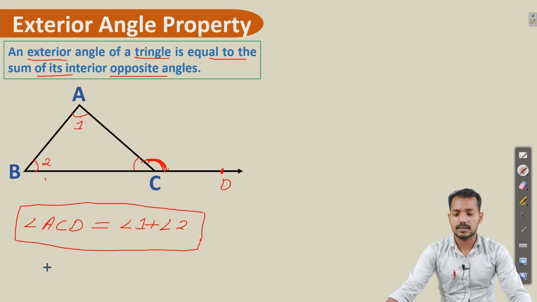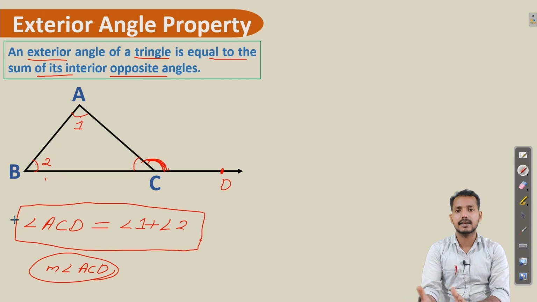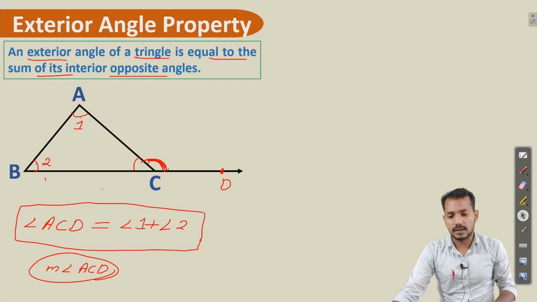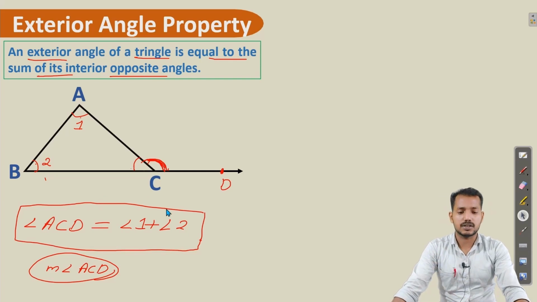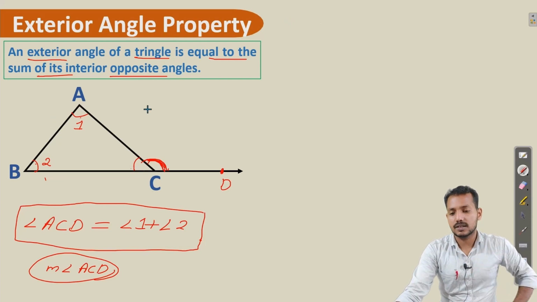Actually the exact writing is the measure of angle ACD. But this measure of angle ACD need not be written specifically. We can also write angle ACD, which indicates the measure of angle ACD. Now we need to show how it is possible that the exterior angle is equal to the sum of the 2 interior angles. For that, I'm going to justify this property.